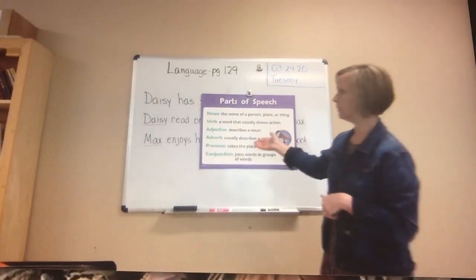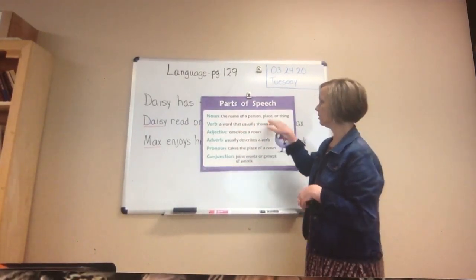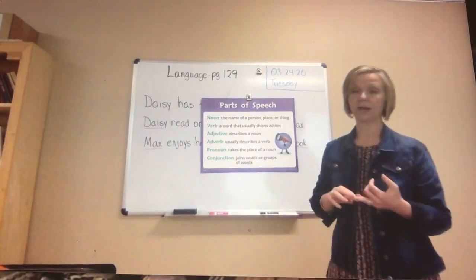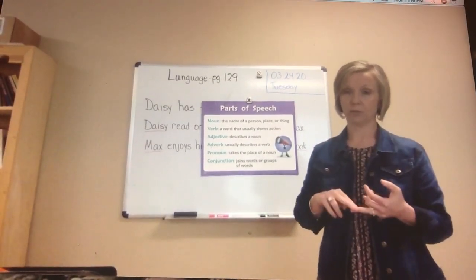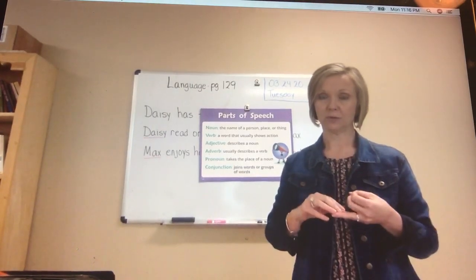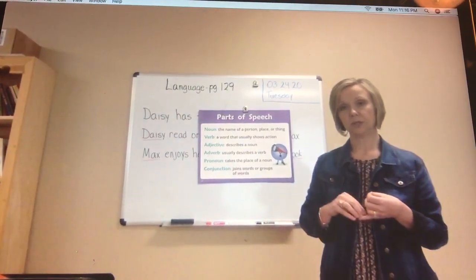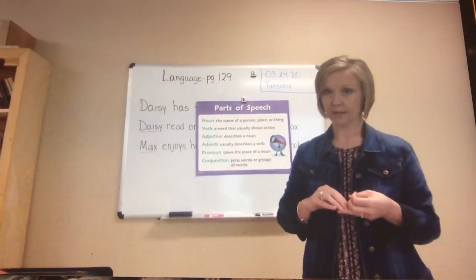I have a parts of speech chart here, noun, the name of a person, place, or thing. We have two types of nouns, common nouns and proper nouns. My common noun is teacher. My proper noun is Miss Upchurch. Your common noun is student. Your proper noun is your name.